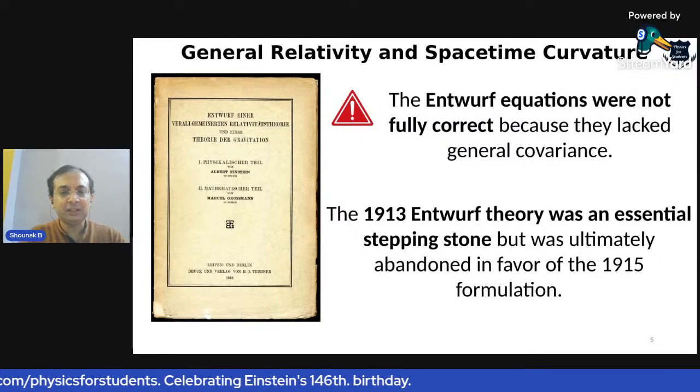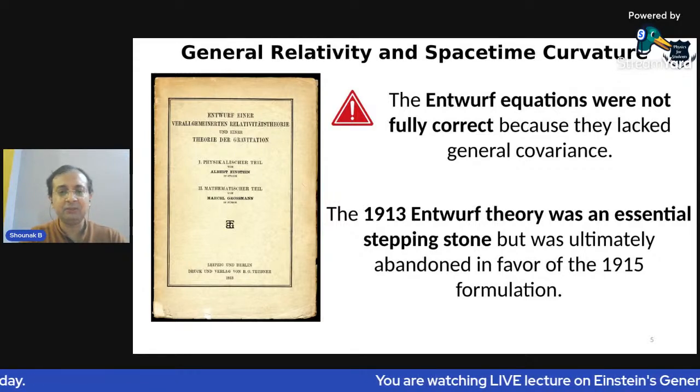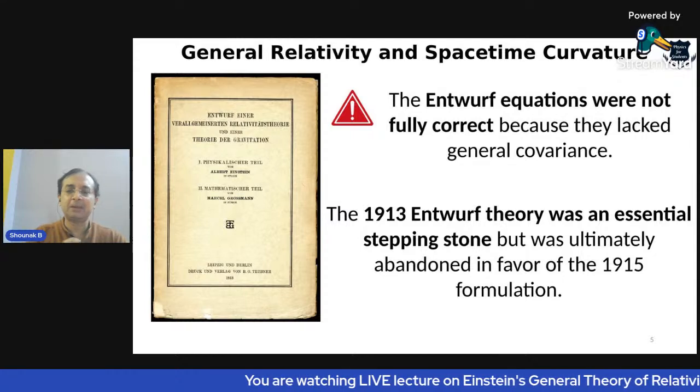So the 1913 Entwurf, or the draft that Einstein and Grossmann did, actually showed that there was some kind of a problem.